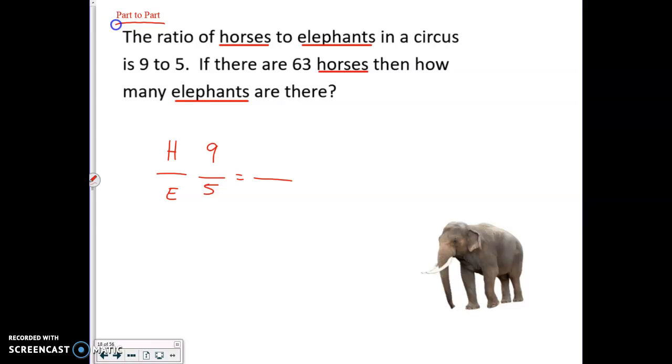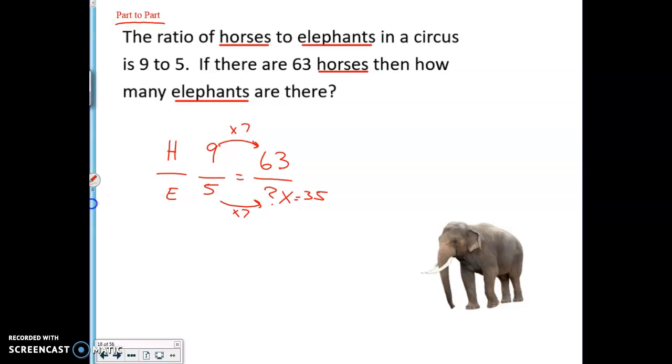So if there are 63 horses, I have to make sure that I keep it in the horses line, 63. How many then elephants are we looking for? So I'm going to put a question mark there, but in all honesty, guys, in most cases it's going to be a variable like an X. So this is one that's a part-to-part. The numbers are all there, very straightforward in the problem. I can simply look at the relationship going this way and realize, how did I get from 9 to 63? I multiplied by 7. Multiplied by 7. So my answer should be that X will equal 35 elephants.